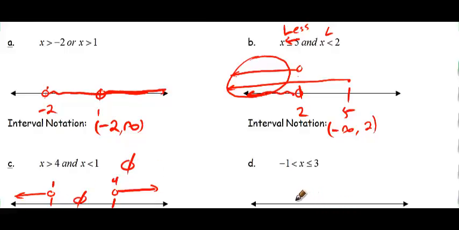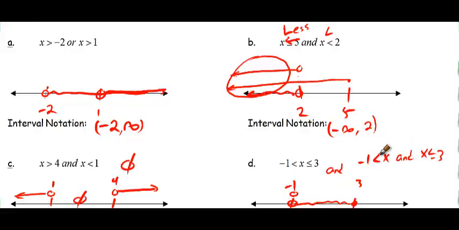All right, we got one more type of problem that we're going to see here. And this is technically an AND graph. You could rewrite this as -1 is less than x and x is less than or equal to 3 if you wanted to. But the easiest thing is put -1 on the left, 3 on the right, and we have an open circle at -1, and then a closed circle at 3, and x is between, so guess what? You shade between.